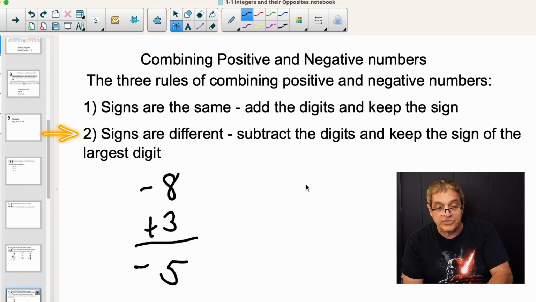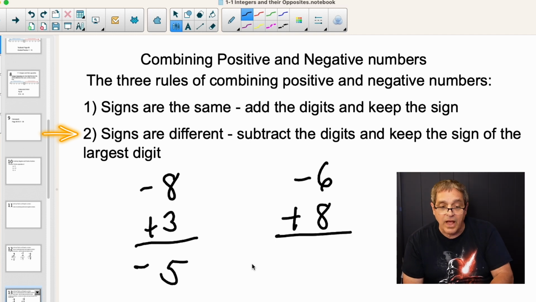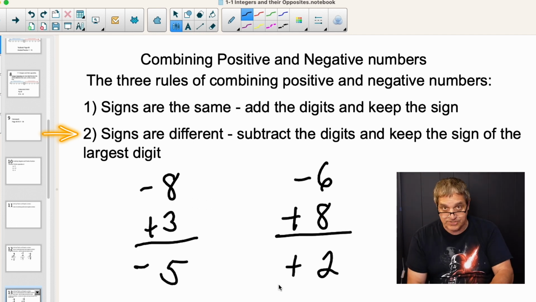Let's do one more. Suppose I have negative 6 plus 8. Okay? Again, the signs are different. Just look at the digits, ignore the signs. 8 minus 6 is 2. And the larger digit, 8, has a positive sign, so the answer is positive 2.